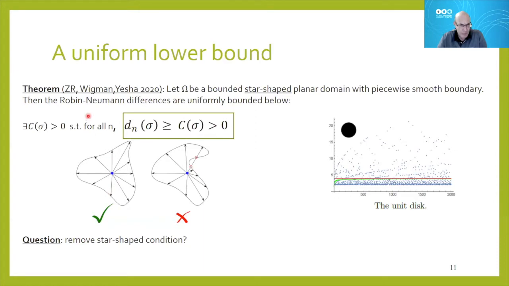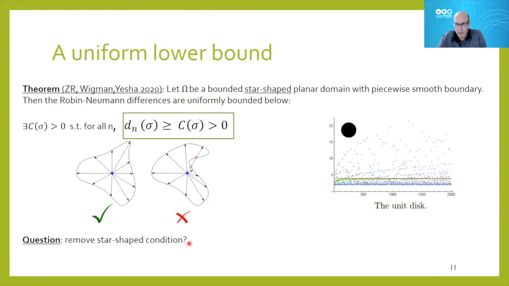Now, unfortunately, right now we only know how to do it for star-shaped domains. This is not a star-shaped domain over here, because for some points in the interior, there is another point where if you try to connect them by a straight line, you exit the domain. That's the definition of star-shaped. So in particular, convex domains are star-shaped, but an annulus is not star-shaped. So the theorem says that if the domain is star-shaped, then there's a uniform lower bound for these Robin-Neumann gaps.